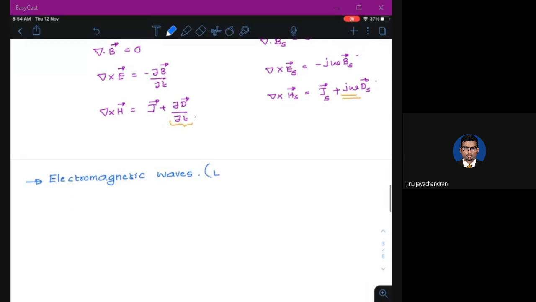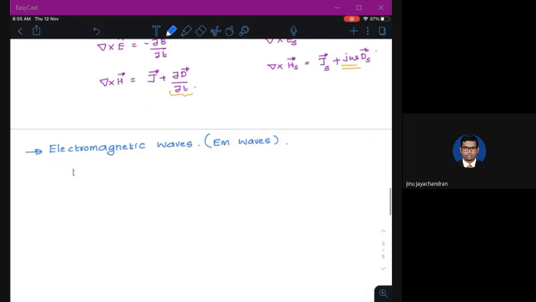Okay, it's also called EM waves. So what is a wave? A wave transports energy. There is a limited amount of energy associated with every wave, so it will transport energy from one point to another. For example, voltage can be considered as a sine wave. It will transport energy from one point of the circuit to another. Similarly, an electromagnetic wave transports energy in free space.